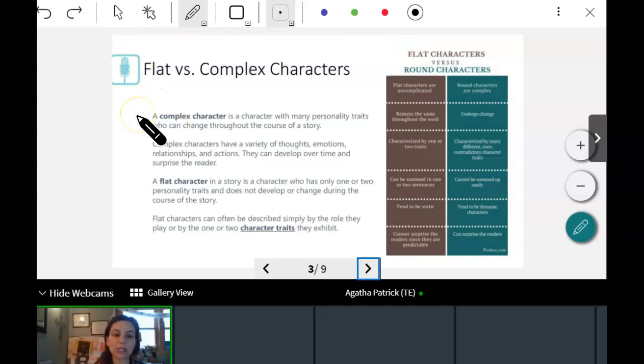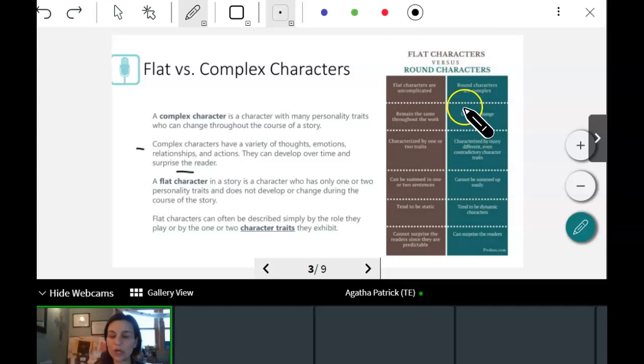A complex character is a character with many personality traits who can change throughout the course of a story. Complex characters have a variety of thoughts, emotions, relationships, and actions. They can develop over time and surprise the reader. A flat character in a story is a character who has only one or two personality traits and does not develop or change during the course of the story. Flat characters can often be described simply by the role they play or by the one or two character traits they exhibit.